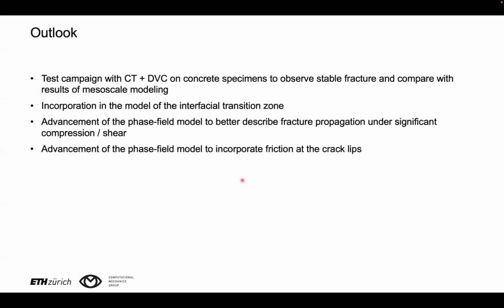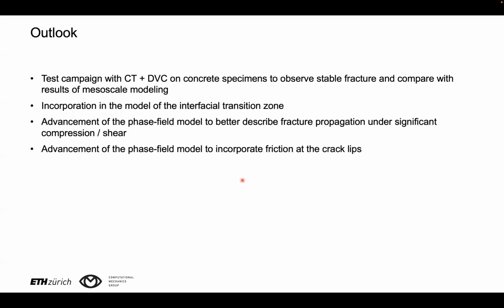And finally, at the moment, we are working at a test campaign, a comprehensive one with tomography plus DVC on concrete specimens to observe stable fracture and compare with results of mesoscale modeling. Possible extensions that we will be working at in the near future are to incorporate in the model also the fourth phase, the interfacial transition zone, as I mentioned before.